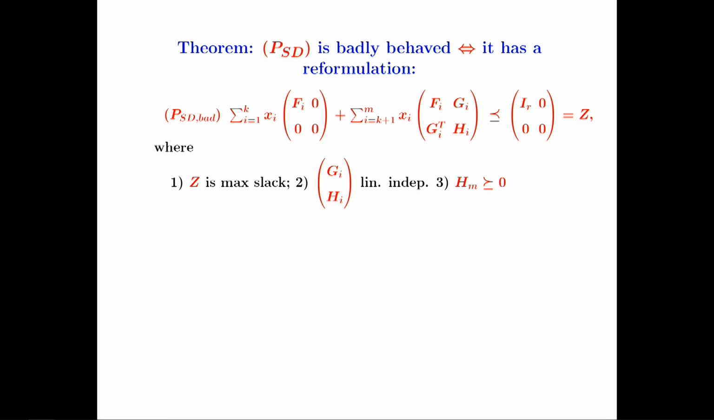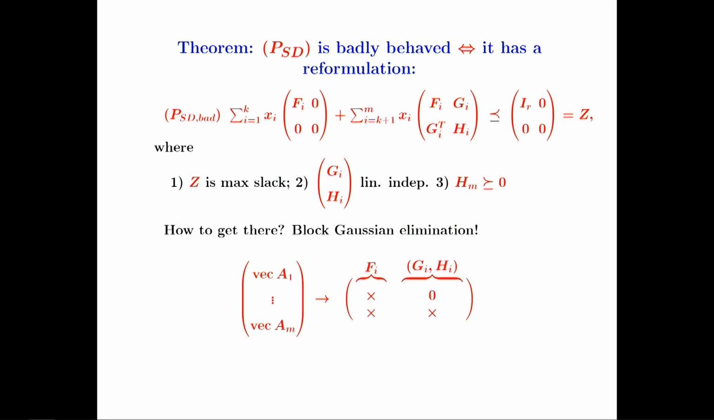The second is that these GI-HI matrices are linearly independent, meaning if I take a linear combination of those matrices and it turns out to be 0, then the coefficients have to be 0. And the HM, that lower corner, has to be positive semi-definite, right?